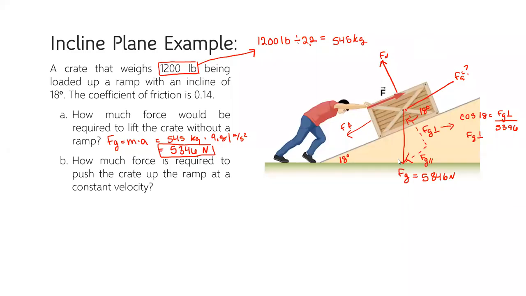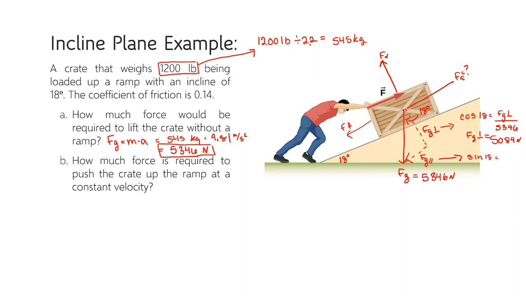Okay, so the perpendicular force of gravity, you should be able to rearrange to find that. It's going to be the number on the bottom. So the hypotenuse, 5,346 times the cosine of 18 degrees, you should get a value of 5,084 newtons. Okay.